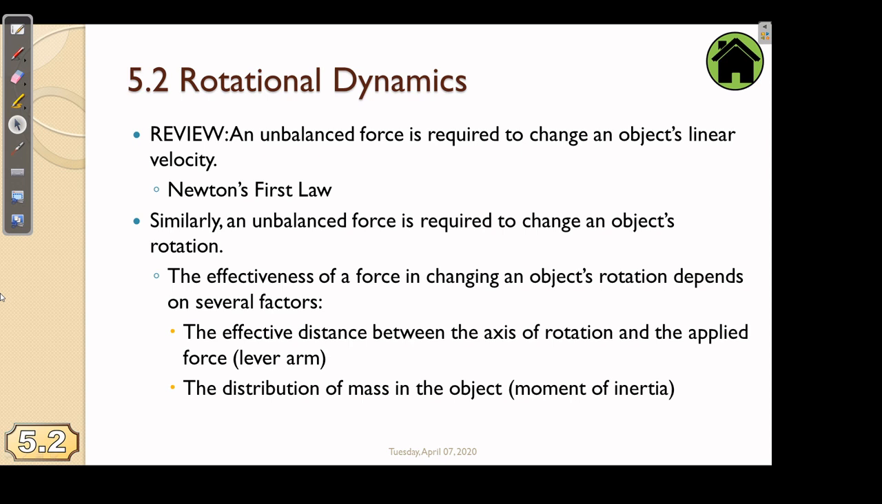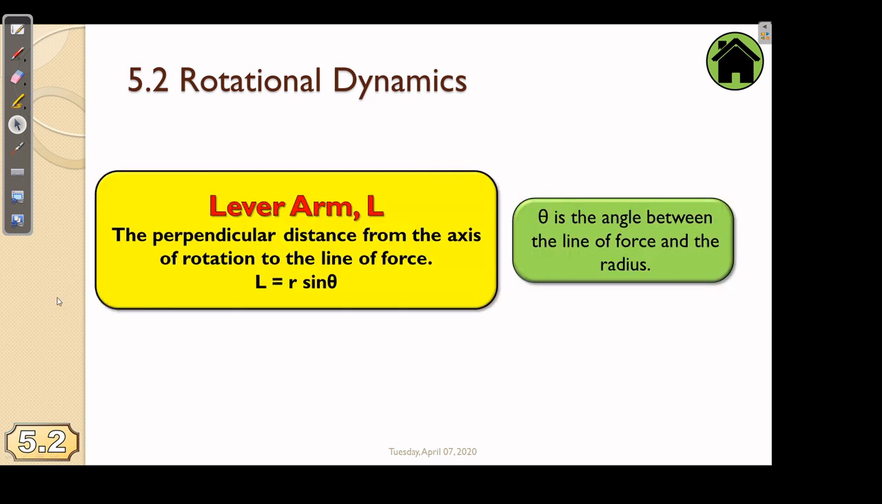That's why if you have a nut that is stuck on a bolt and you're trying to get it loose, it's much easier if you use a wrench with a really long handle than a wrench with a short handle. The second factor that influences how effectively a force can change an object's rotation is the distribution of mass in the object. We call that the moment of inertia, and we will talk about that in more detail in just a couple of minutes. So first of all, let's address the concept of lever arm.